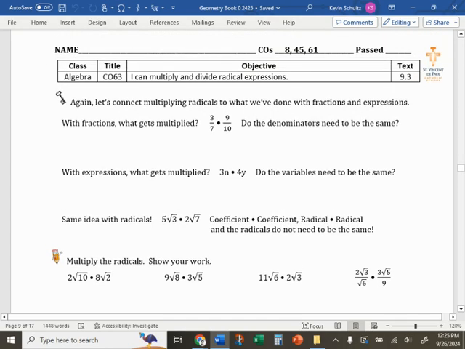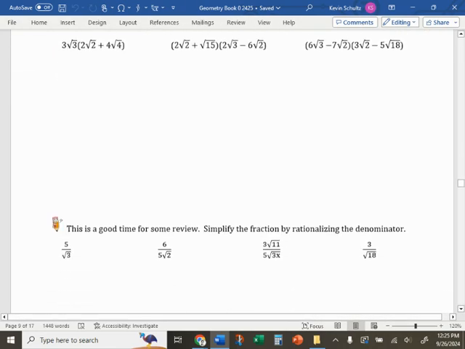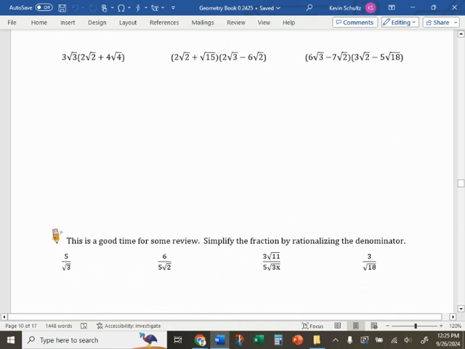Up next, CO63 today: multiplying and dividing radical expressions. And this is the part I was so excited about, because on the second page we get to bring back some fun concepts from algebra in order to simplify these radical expressions. So, the first one: 3 root 3 times the sum of 2 root 2 and 4 root 4. What's your strat to solve that?